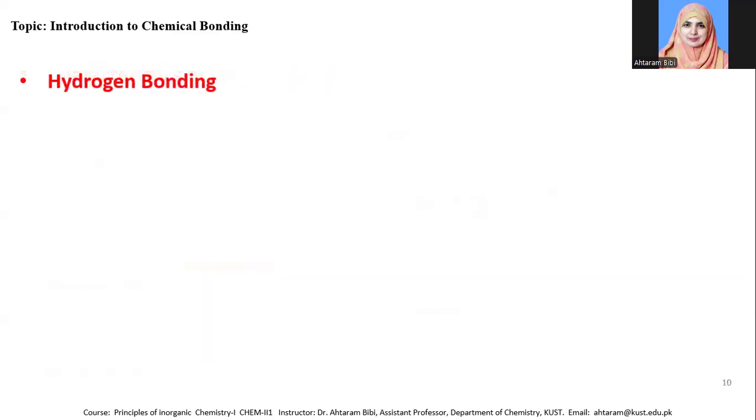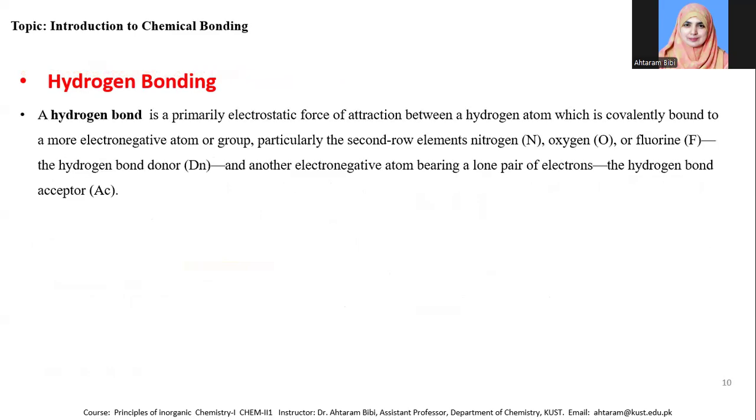The last type of bonding is hydrogen bonding. A hydrogen bond is the force of attraction between a hydrogen atom which is covalently bonded to an electronegative atom, and that electronegative atom must be nitrogen, oxygen, or fluorine, the hydrogen bond donor, and another electronegative atom bearing a lone pair of electrons, the hydrogen bond acceptor.